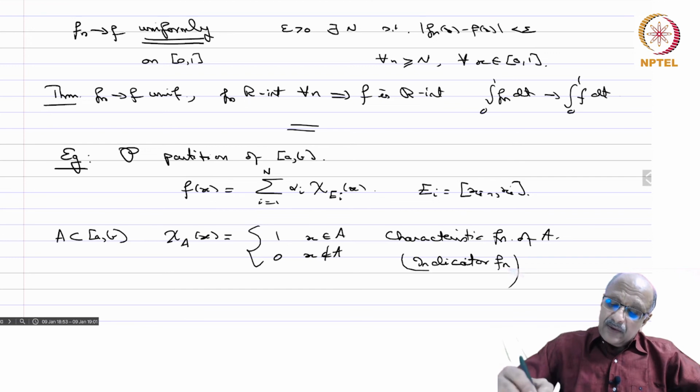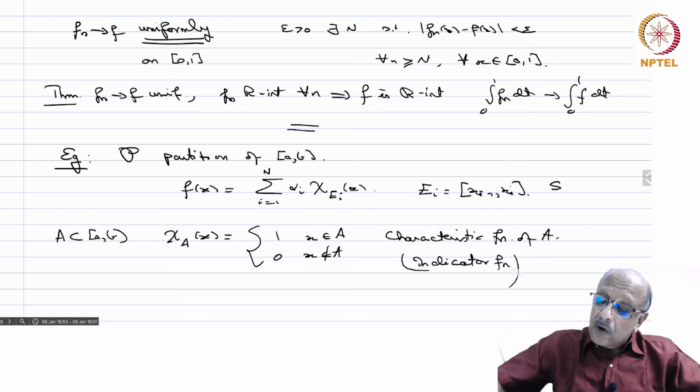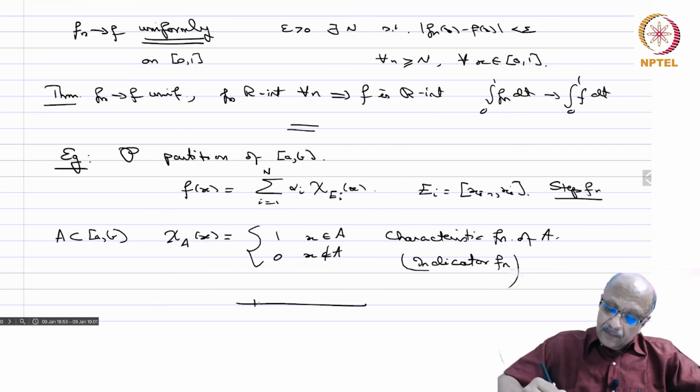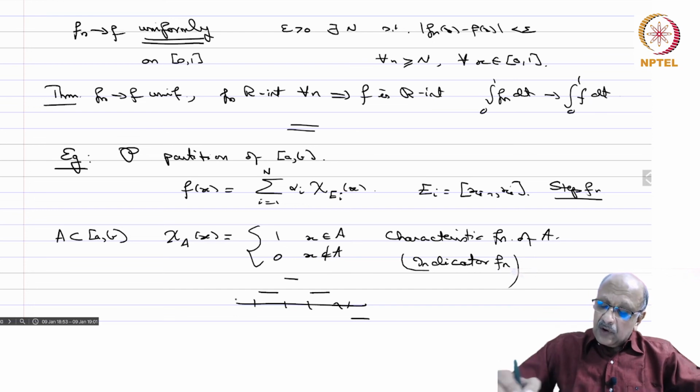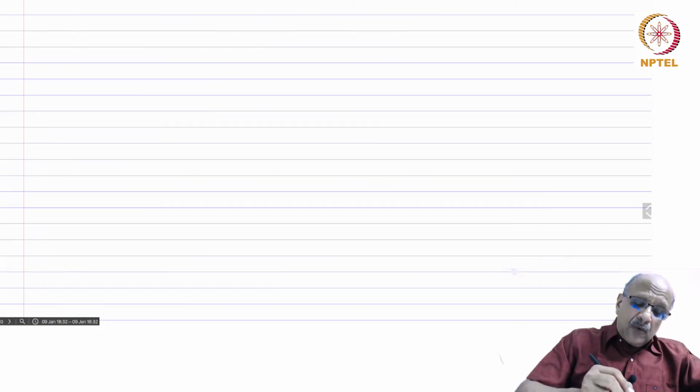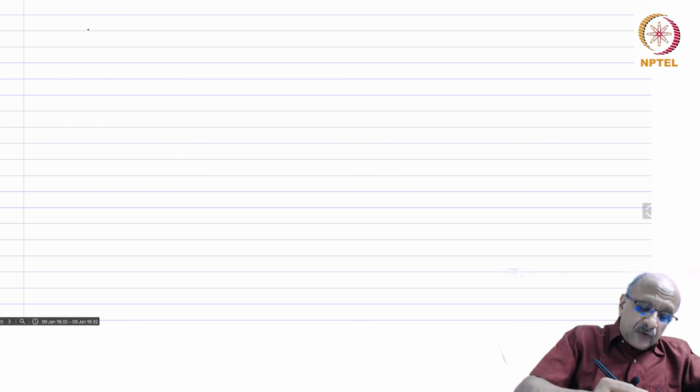So we take this, and such a function is called a step function, because you take various intervals. So you have alpha 1 here, alpha 2 here, alpha 3 here, alpha 4 is this, and so on. So this is called a step function in this case. Okay, so now this function, of course, only has a finite number of discontinuities, so it is Riemann integrable, and you can check.